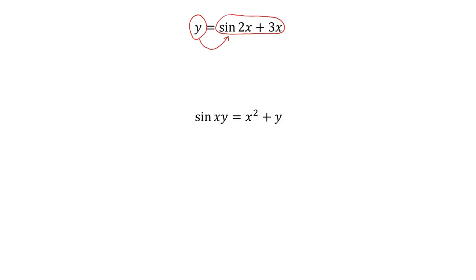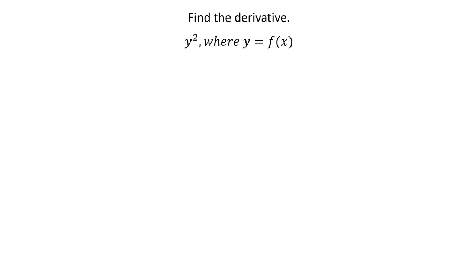So can we differentiate equations that look like this, where we can't solve for y? The answer is yes. And the way that we do that is by using the chain rule. So here we're asked to find the derivative of y squared, where y is equal to f of x. Or another way to say that is y is a function of x. So if we want to differentiate y squared, where y is a function of x, that would be the same thing as saying we need to differentiate f of x squared because y is f of x.